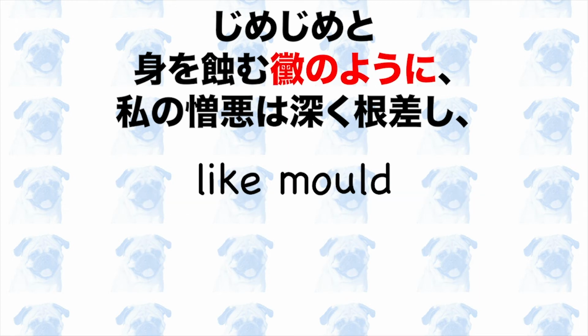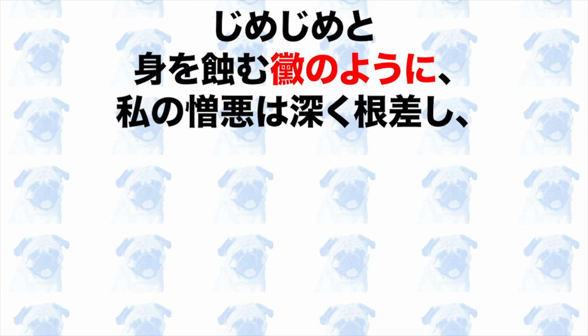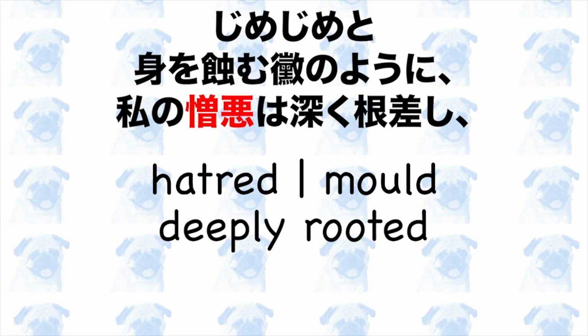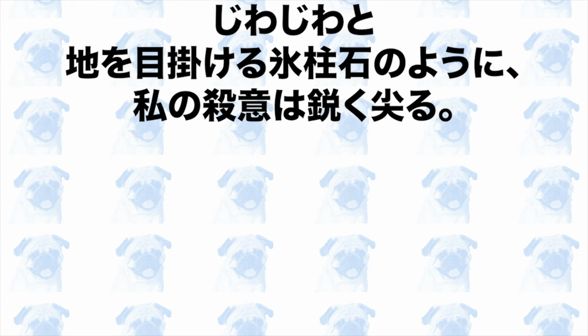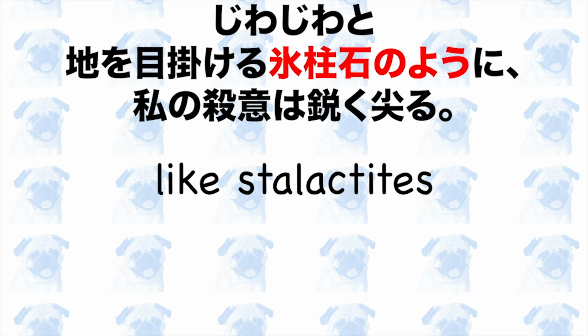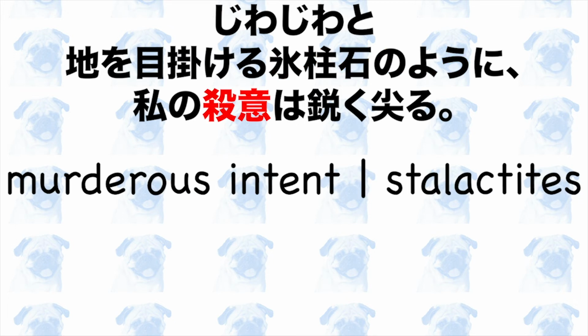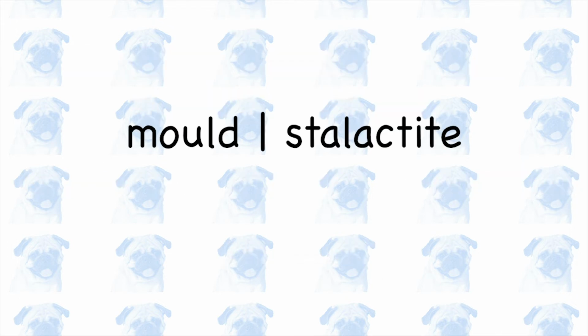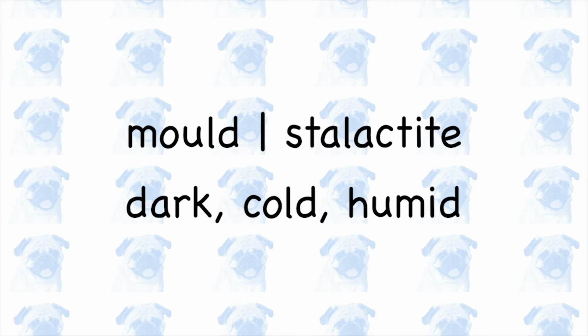In the first line, カビのように or like mold is a simile, and in the latter half of the same line, 憎悪 hatred is likened to this mold by stating that the hatred has spread its roots, given that molds or fungi have a root-like structure. In the second line, つらら石のように like stalactites is another simile, and the cat's murderous intent is likened to stalactites, slowly growing downwards and becoming sharper. Both molds and stalactites form in dark, cold, and humid environments.